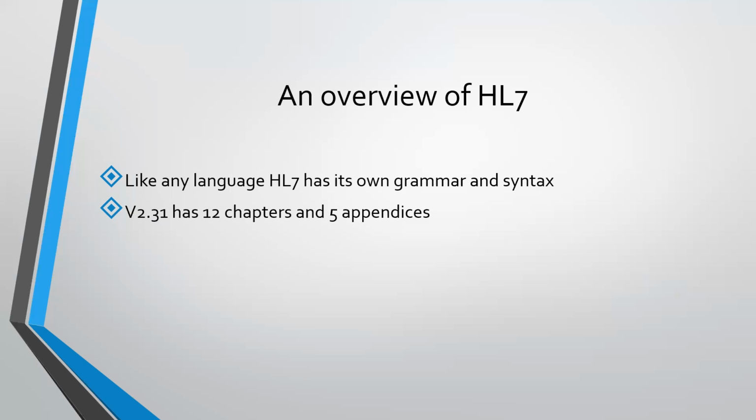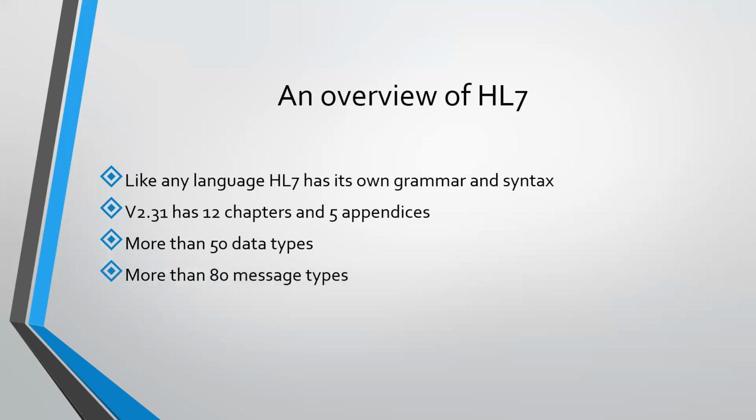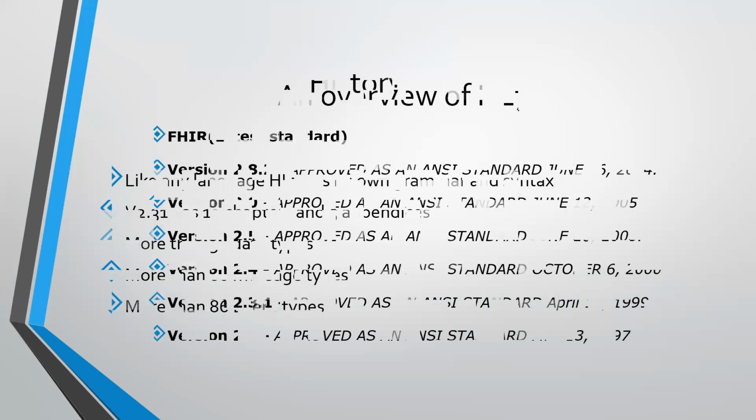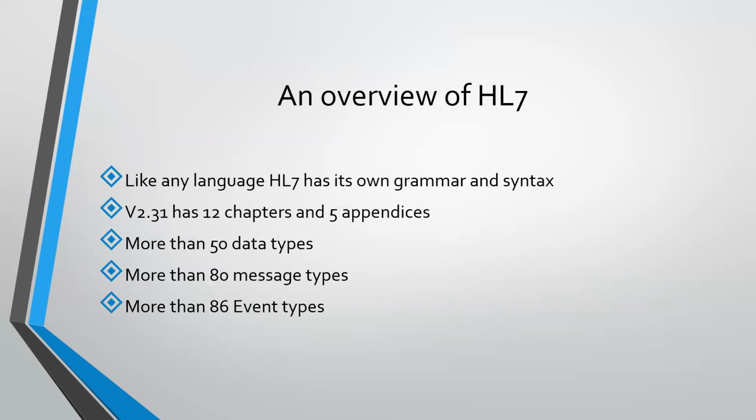And there are more than 50 data types, more than 80 message types. As I mentioned in the first session, there are many, many message types. So you may encounter any one of them, and we should have an understanding of how to deal with any one of them. We'll see how to interact with them in the future. And there are 86 event types. Event types is another aspect within the HL7 messaging structure. We'll talk about that tomorrow.